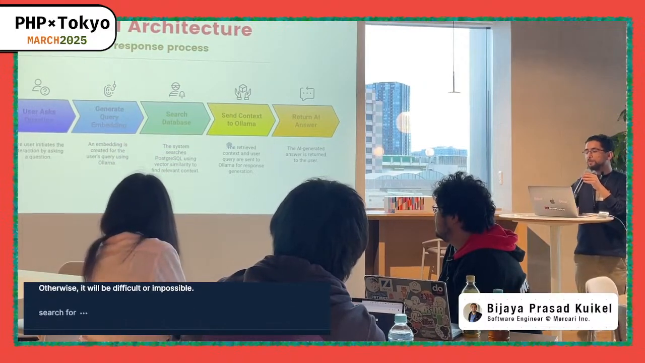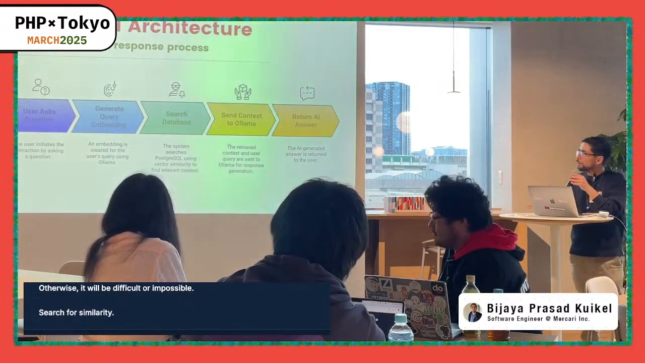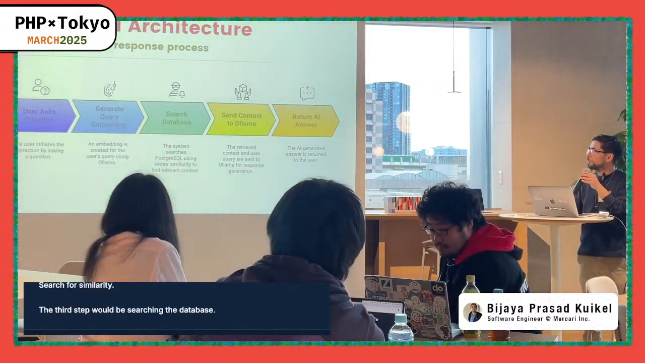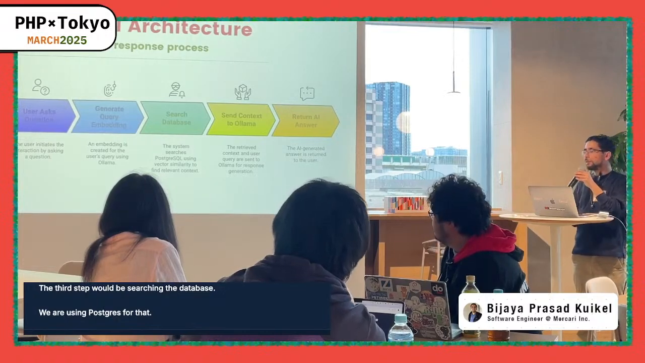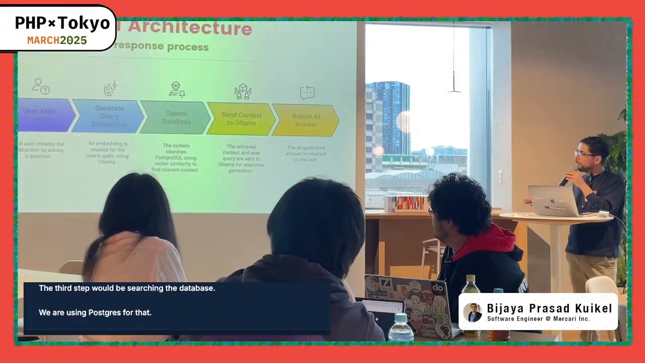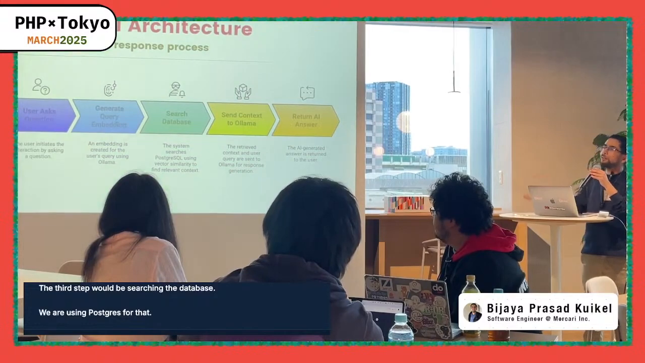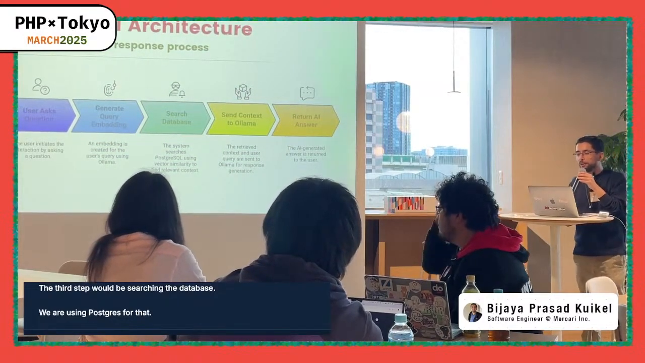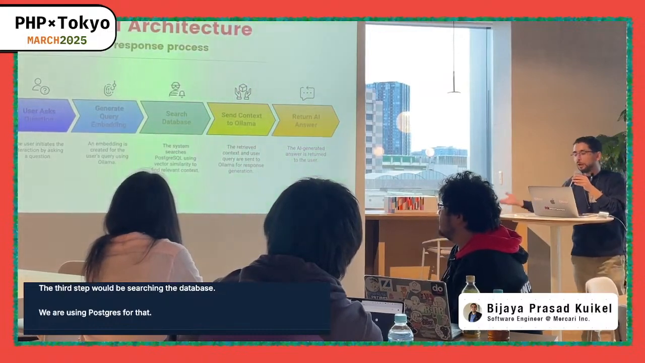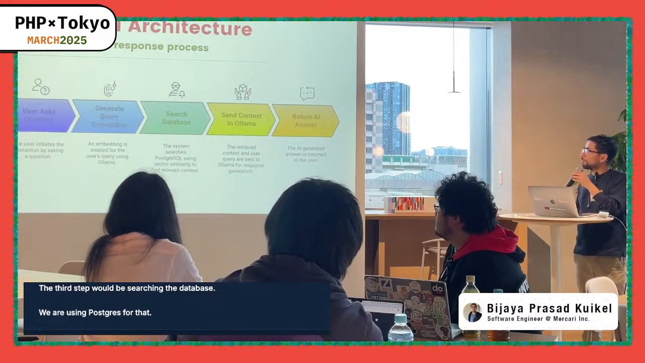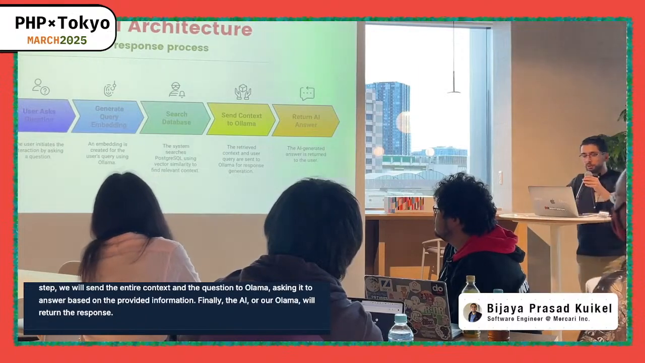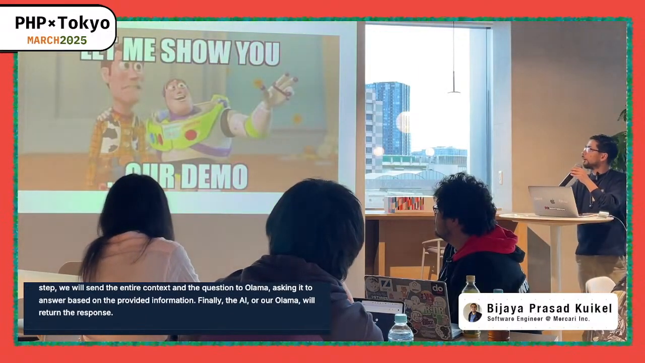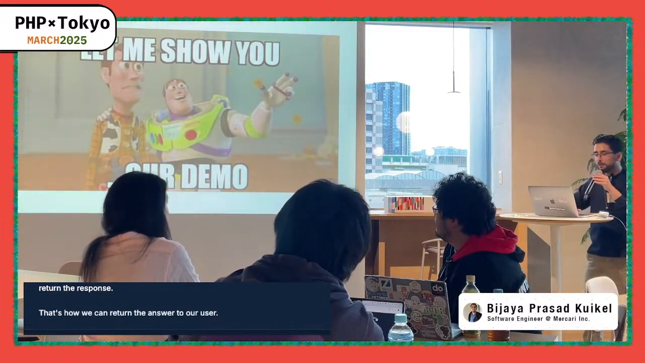The third step would be searching the database. We are using Postgres for that. We'll be using vector similarity to find the relevant content. And then in the second last step, we'll send the whole context and also the question to Ollama and ask Ollama to answer based upon the provided prompt. And finally, Ollama will return back the answer. That is how we can return back the answer to our user. So let's move on to the demo part.